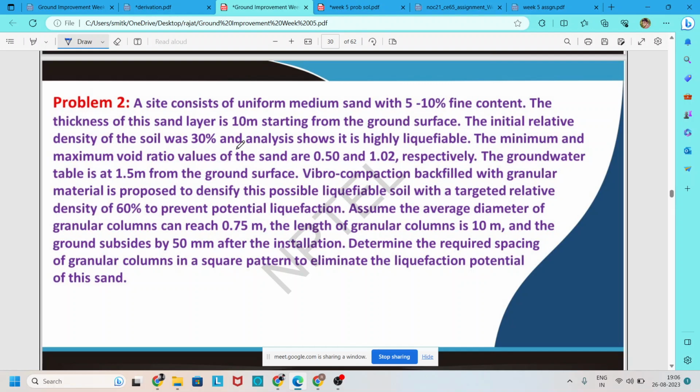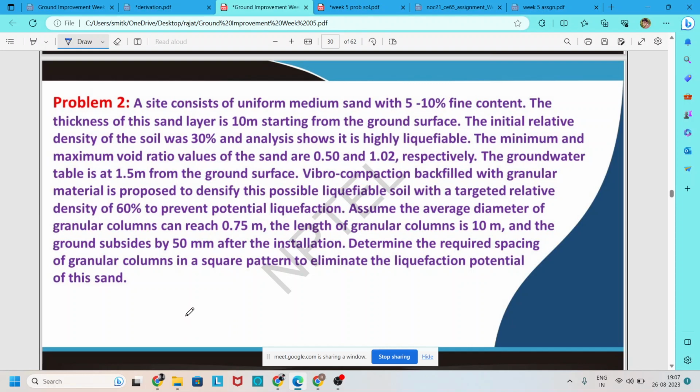Vibro compaction with granular material backfill is proposed to densify this possibly liquefiable soil with a targeted relative density of 60%, to prevent liquefaction. Assume the average diameter of the granular columns can reach 0.75 meter, the length of the granular column is 10 meter, and the ground subsides by 50 mm after the installation. Determine the required spacing of the granular columns in a square pattern to eliminate the liquefaction potential.